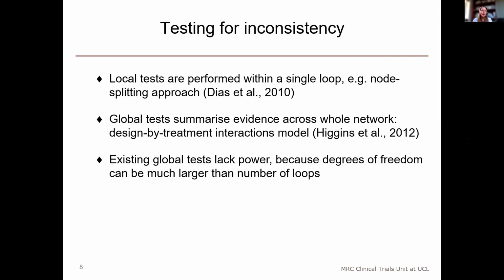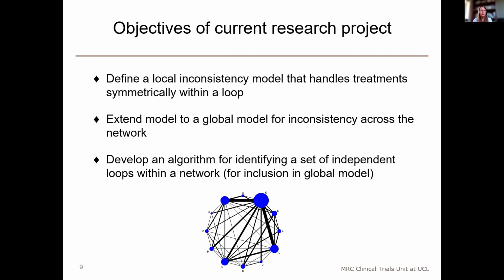So in the research project I'm presenting today, we wanted to come up with a new approach for evaluating global inconsistency across the whole network. Several existing methods for testing for inconsistency don't handle treatments symmetrically within a loop, and potentially this could cause problems, especially when the model is extended to a global model.